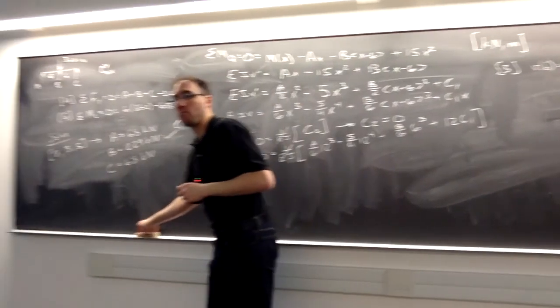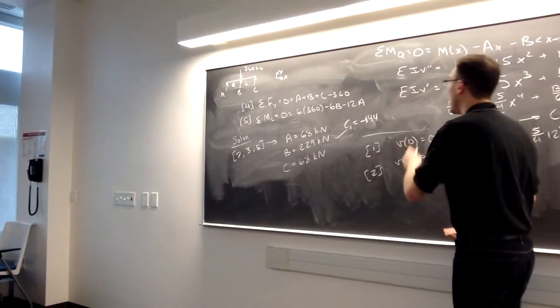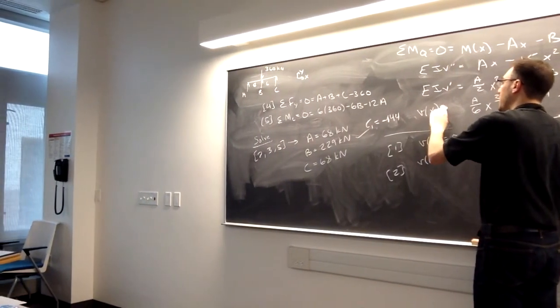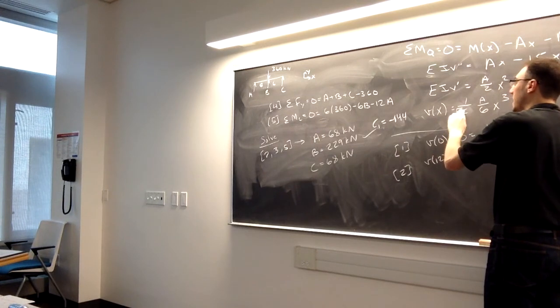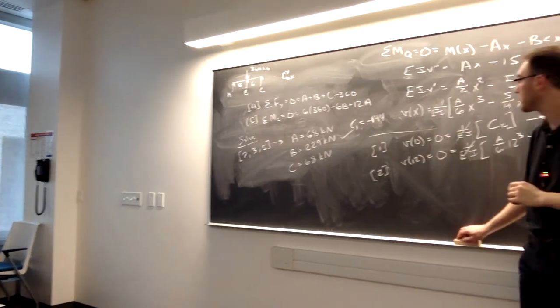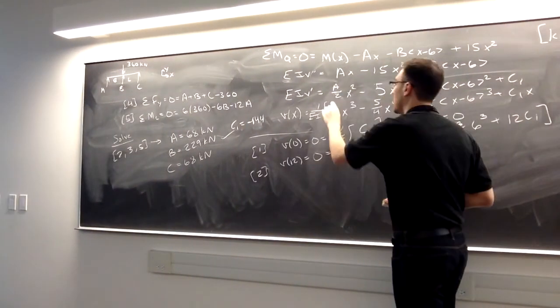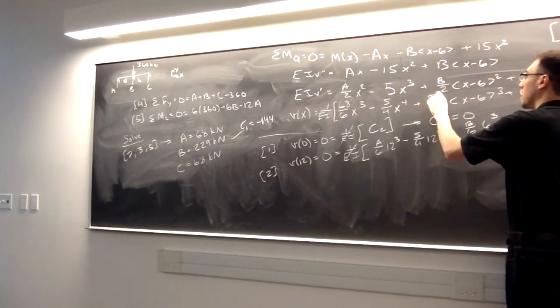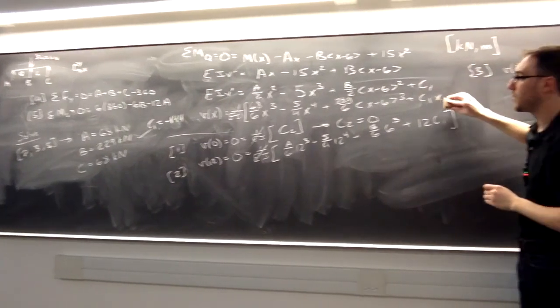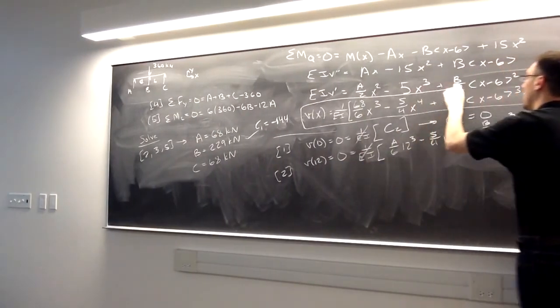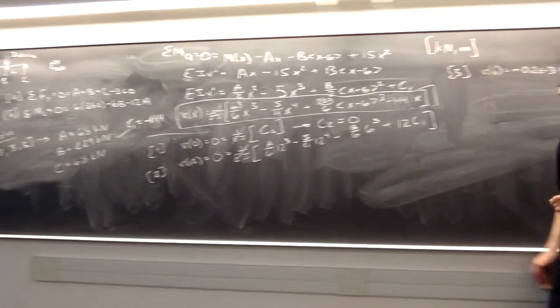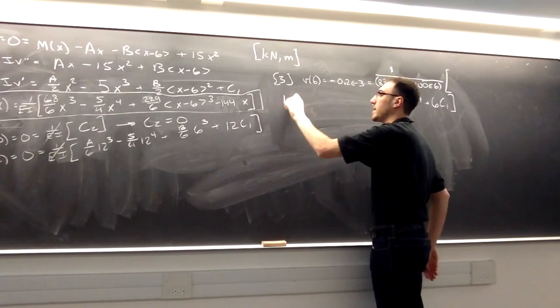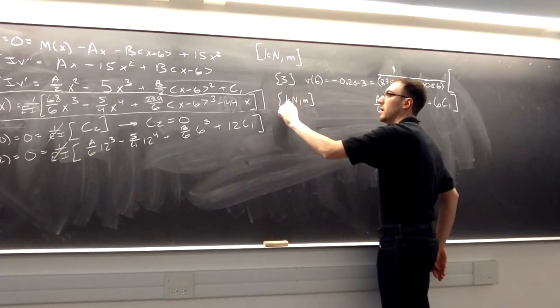At this point, we can rewrite and get our deflection equation because we know, I'll just keep it as E and I for right now, but we do know their values. We know A, we know B, and we know C1. But remember, this is in kilonewtons and meters still.